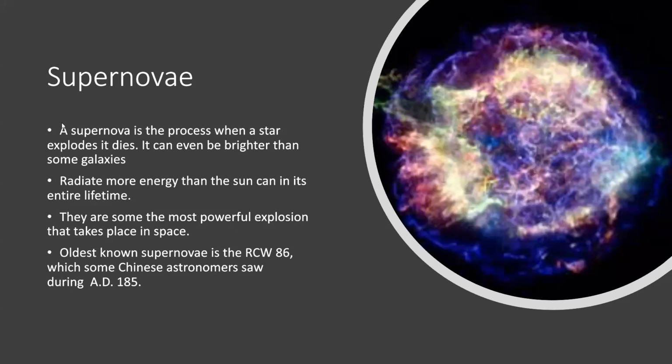Supernova. A supernova is the process of when a star explodes and dies. It can sometimes even be brighter than some galaxies. Supernovae can radiate more energy than the sun can in its entire lifetime. They are some of the most powerful explosions that take place in space. The oldest known supernova is RCW 86, which some Chinese astronomers saw in AD 185.